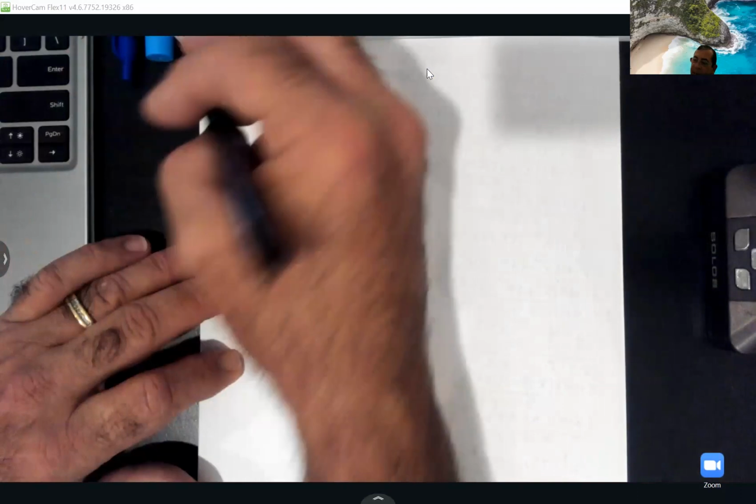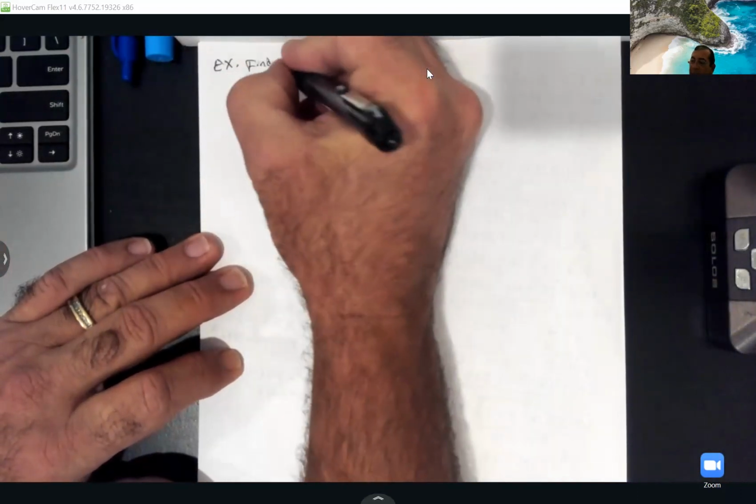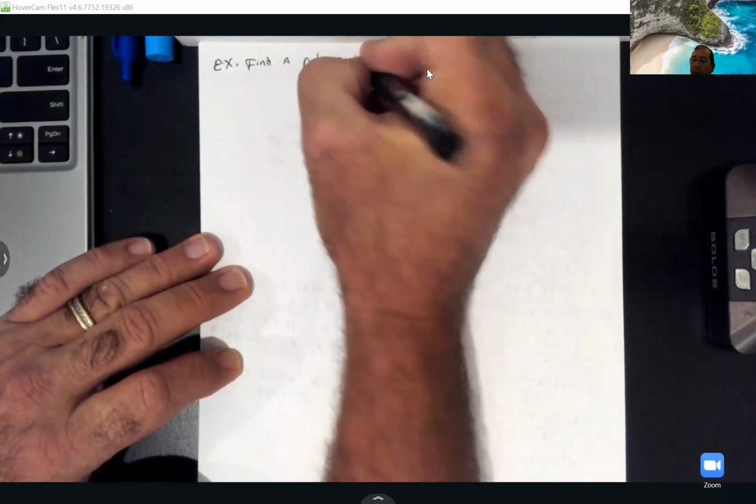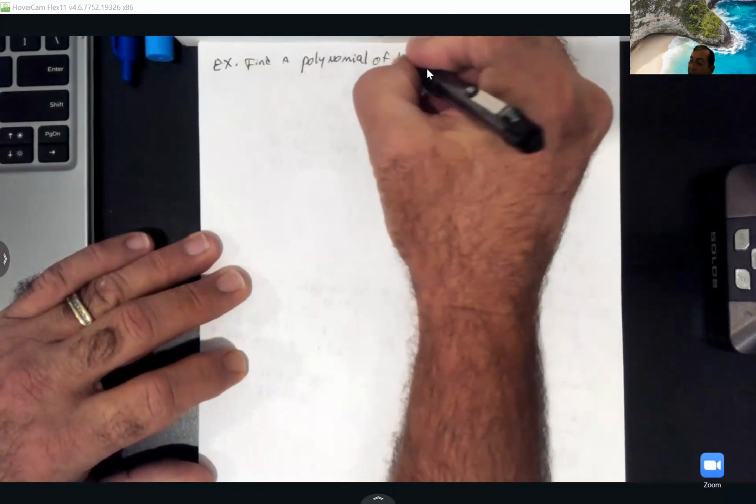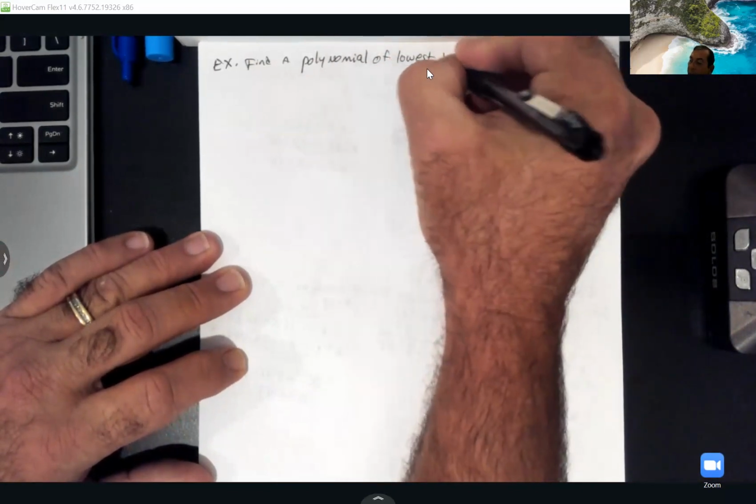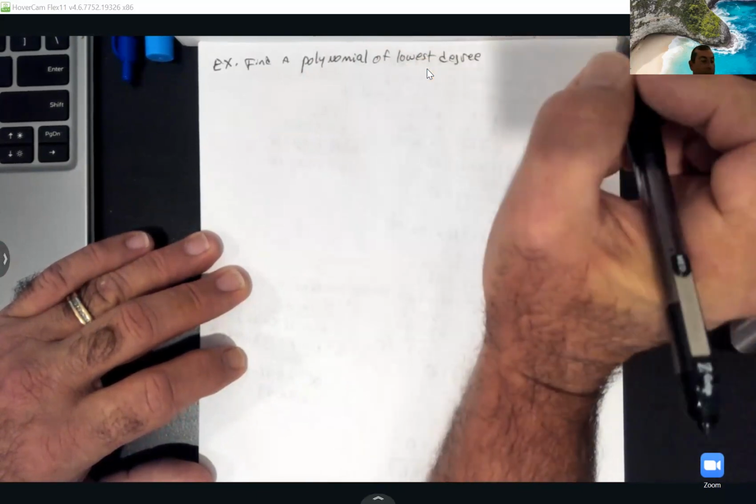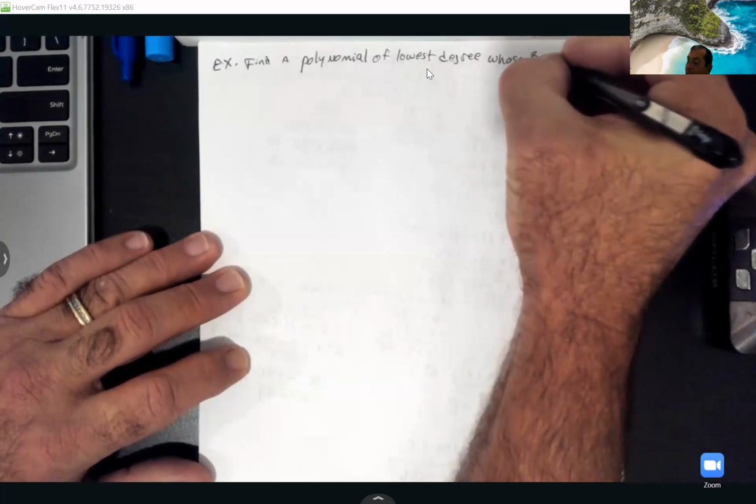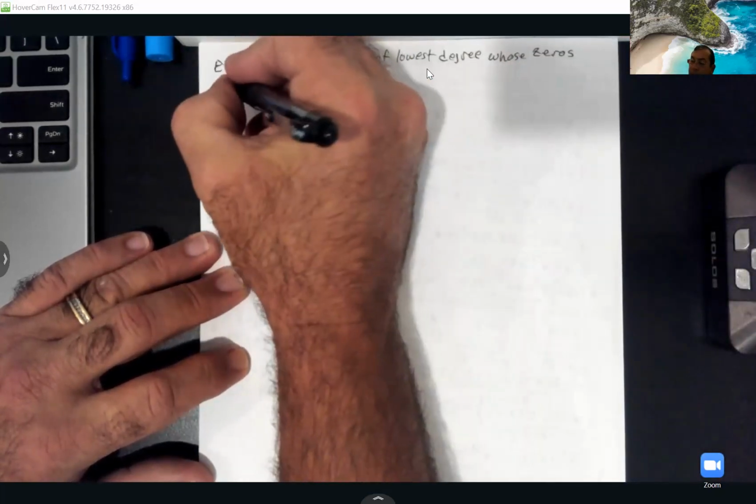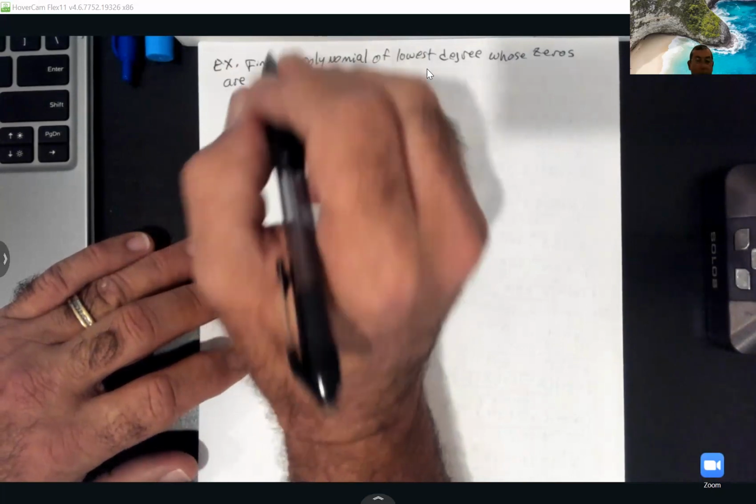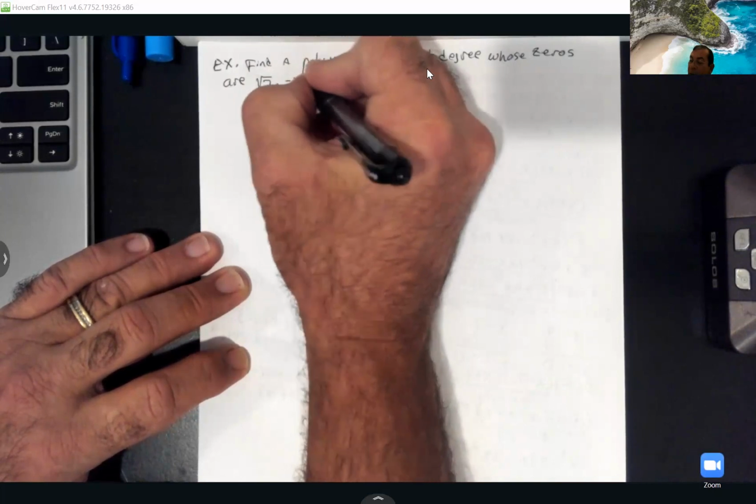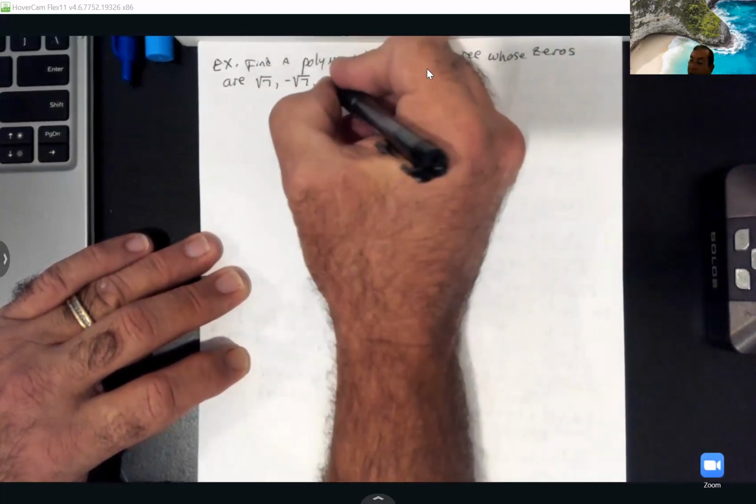All right, y'all, so the same thing. Find a polynomial of lowest degree whose zeros are square root of 7, negative square root of 7, and 3.